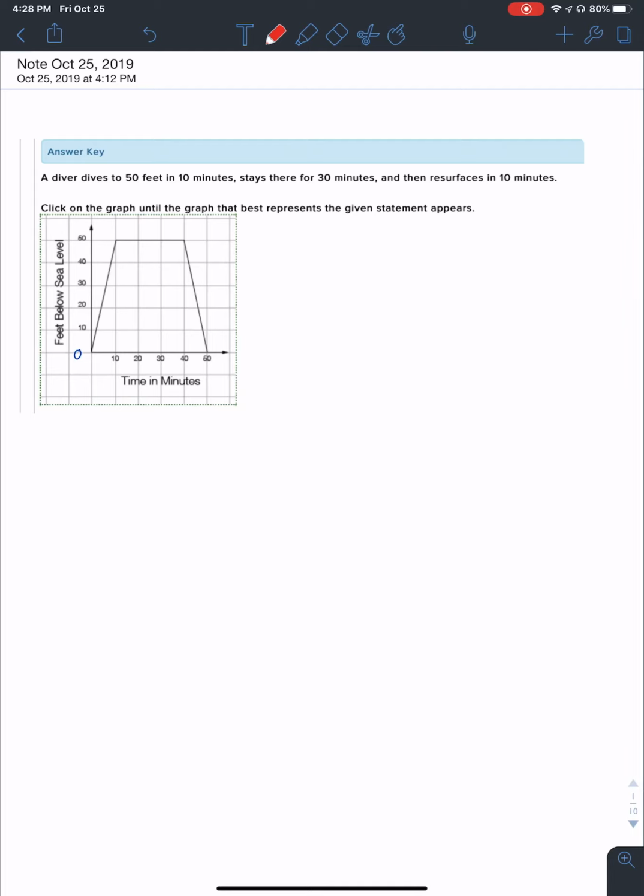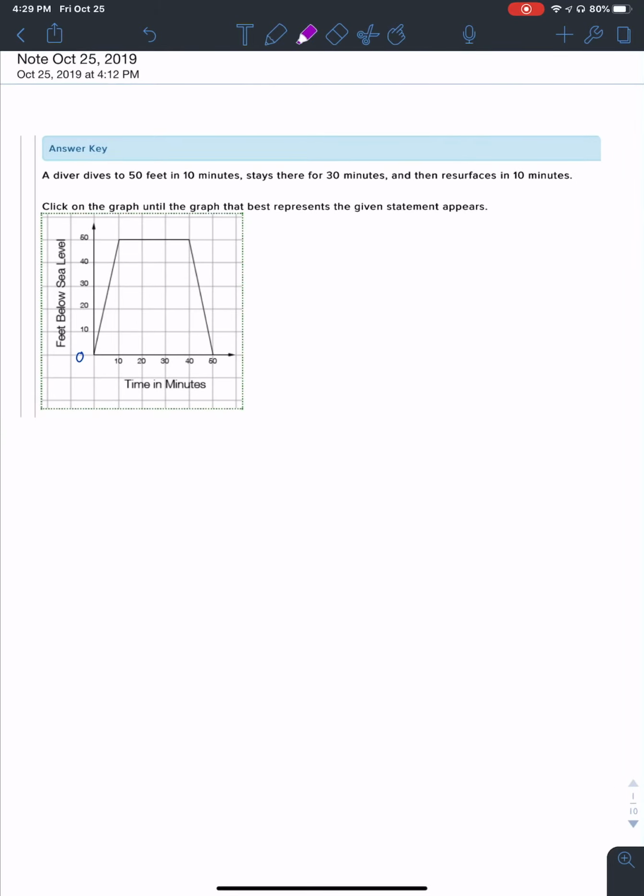So let's go ahead and look at some of these examples of the graphs so you can get the hang of those. In this one it says, a diver dives 50 feet in 10 minutes. He stays there for 30 minutes and then he resurfaces. So you have this idea of a diver that's going to go down in the water, stay there for a while, and come back up.